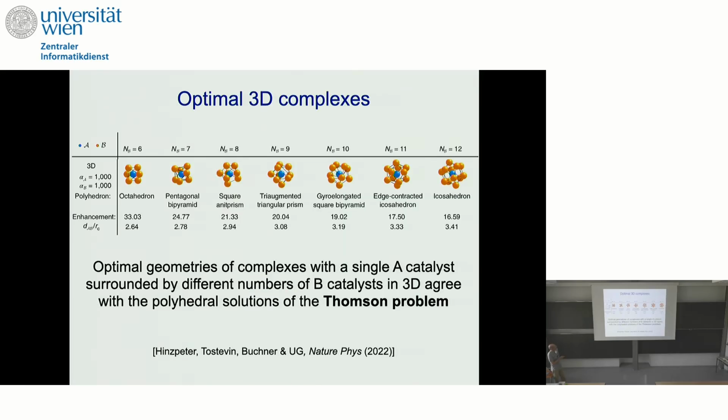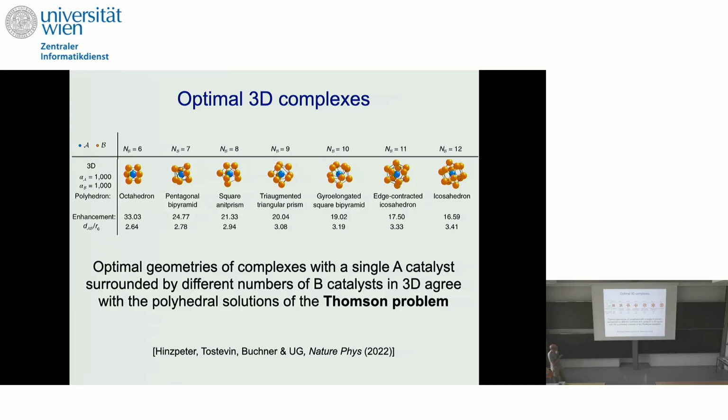So I skipped some things, and I want to show you optimal 3D complexes of enzymes for this minimal model. This is the way they look. This is the case where we have one of the first enzyme and a varying number of second enzymes, so 6, 7, 8, 9, and so on, up to 12.